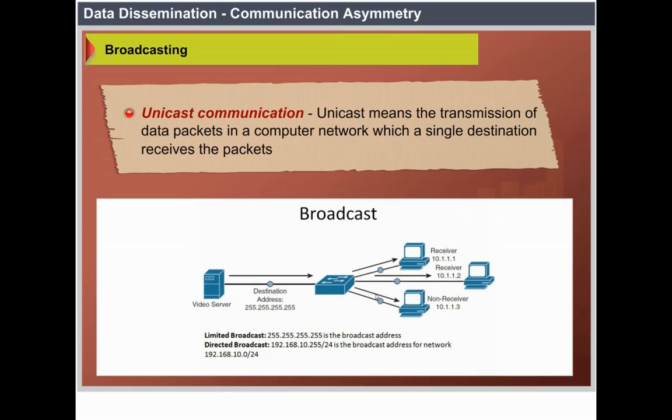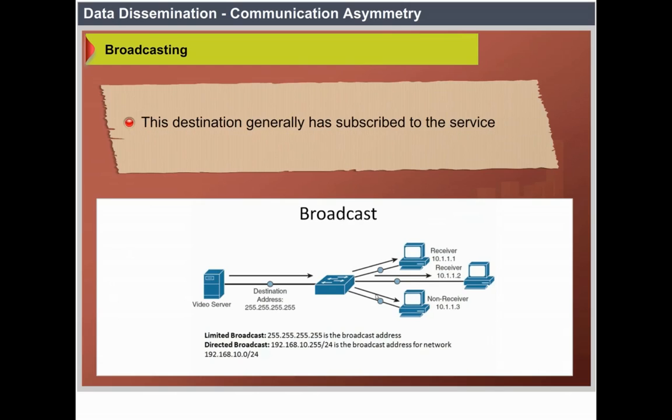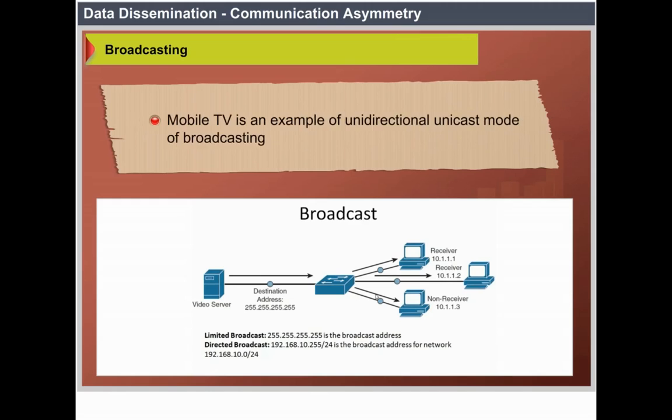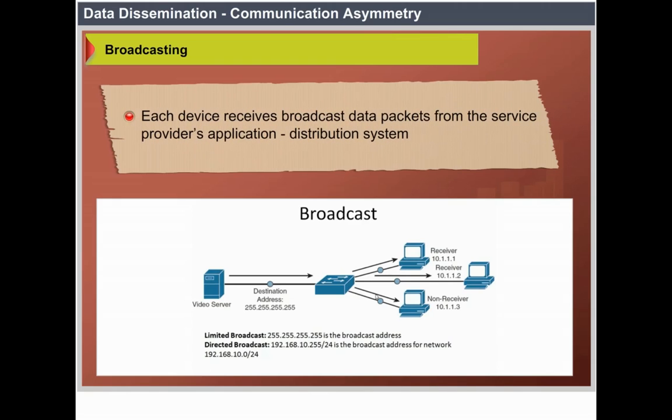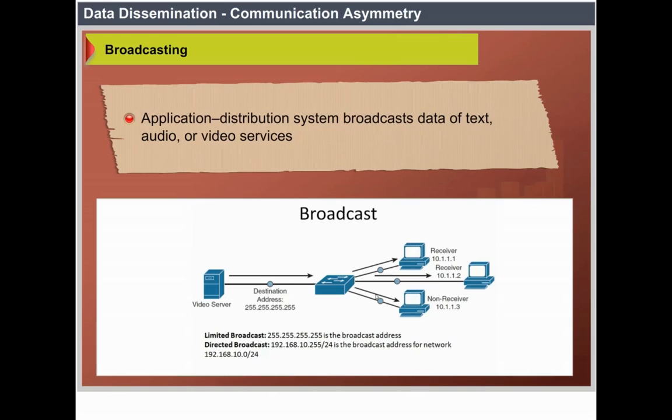Unicast communication. Unicast means the transmission of data packets in a computer network such that a single destination receives the packets. This destination is generally the one which has subscribed to the service. Mobile TV is an example of the unidirectional unicast mode of broadcasting. Each device receives broadcast data packets from the service provider's application distribution system. The application distribution system broadcasts data of text, audio, or video services.